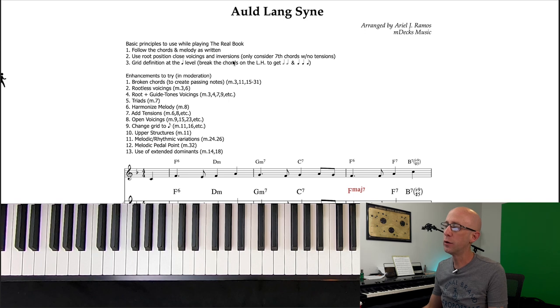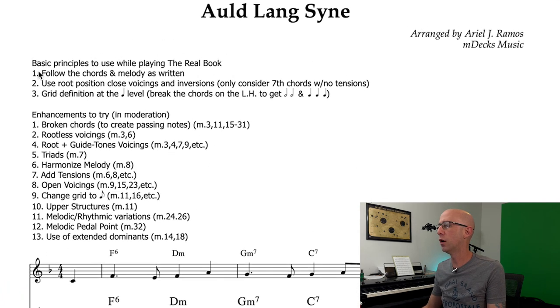So at the top here, you see a starting point that we're starting from before we enact our enhancements. So basically, this is where our default perspective is. We use just the chords and the melody that are written on the page, mostly root position, closed voicings, and inversions, and we define the grid at the quarter note level. That's our starting point from which we pepper in all the enhancements down here, 1 through 13.